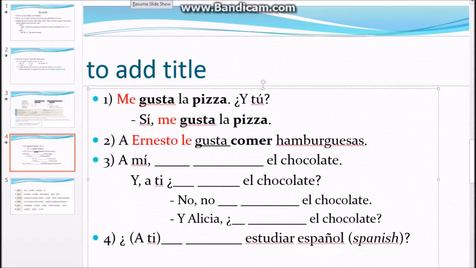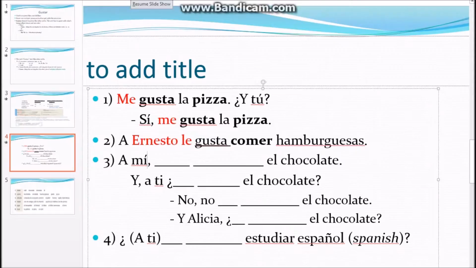A Ernesto le gusta comer hamburguesas. Let's look at number three. We have a lot of blanks, and we'll go back through it and look. A mí es chocolate. So remember, we can't use yo, so a mí lets us know the who and what pronoun has to agree with it.